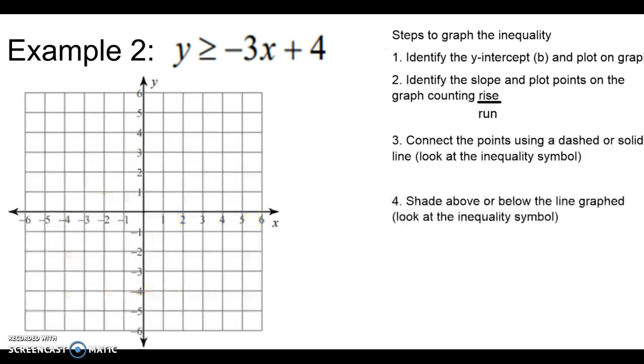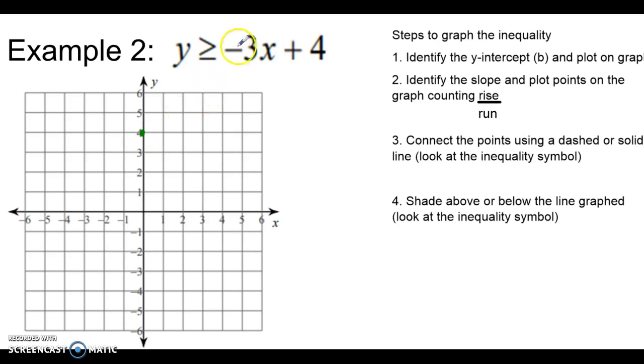So let's go on to example 2. Y is greater than or equal to negative 3x plus 4. So the first thing I'm going to do is plot a point on my graph at my y-intercept, and I'm always looking at the number at the end of my inequality for that. So I'm going to make my first point at positive 4.